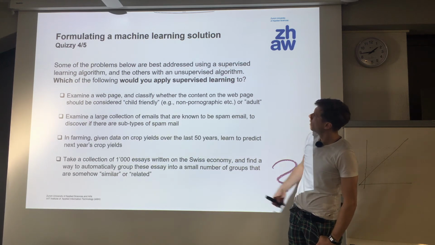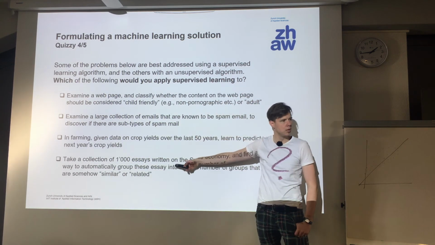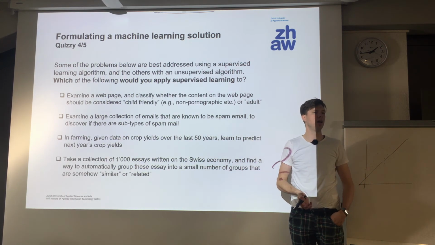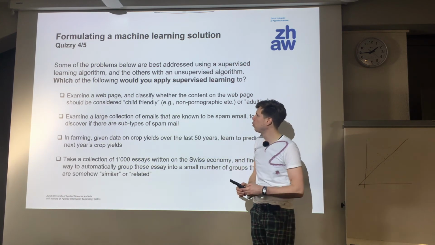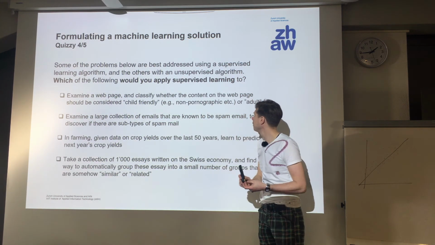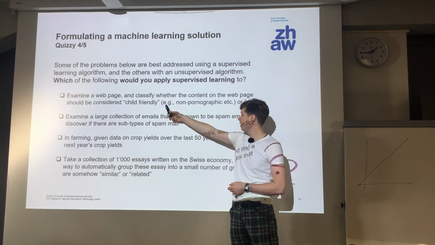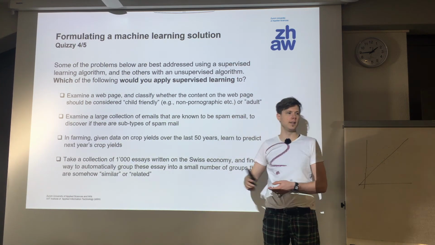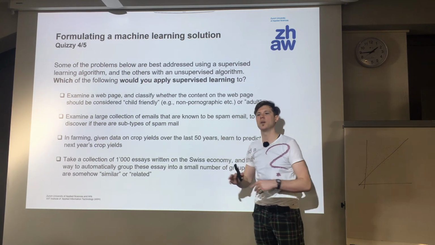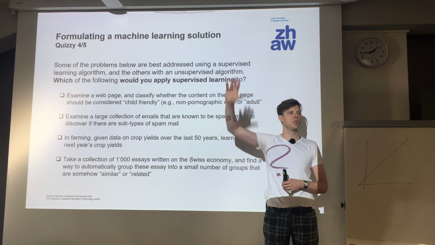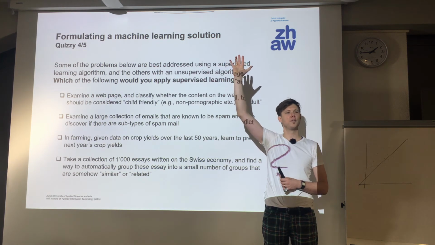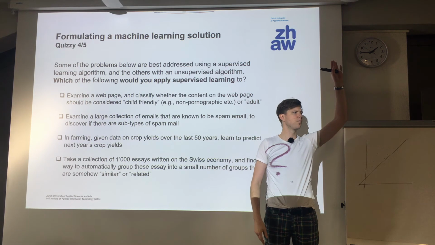Number 4. We have a couple of examples here of what you want to do, and we want to know which one you would apply supervised learning to and which one you would apply unsupervised learning to. Let's do it one by one. Supervised or unsupervised is the question. Examine a web page and classify whether the content on the web page should be considered child-friendly, for example, non-pornographic, or adult. Would you do that with supervised learning or unsupervised learning? Let's see who's for supervised learning. Half of you. Okay, more than half of you. Who is for unsupervised? Very, very few.